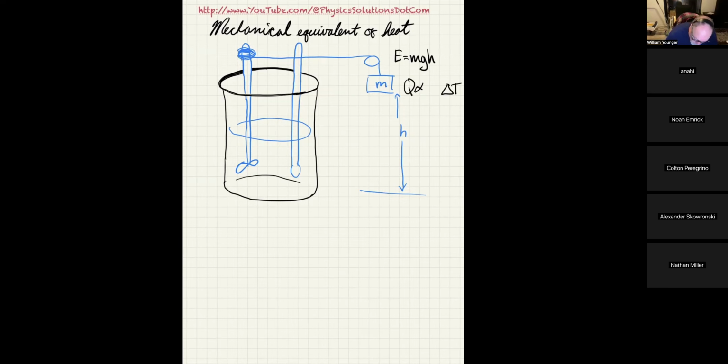It also seems reasonable that Q is proportional to the mass of the water. In this case, since I used a little m for the block hanging, I'm going to use a big M for the mass of the water in the cup. So we also expect the heat to be proportional to the mass, because obviously an itty bitty drop of water takes a little bit of heat to change its temperature, whereas a swimming pool full of water takes a lot of heat. So we expect that to be proportional as well.